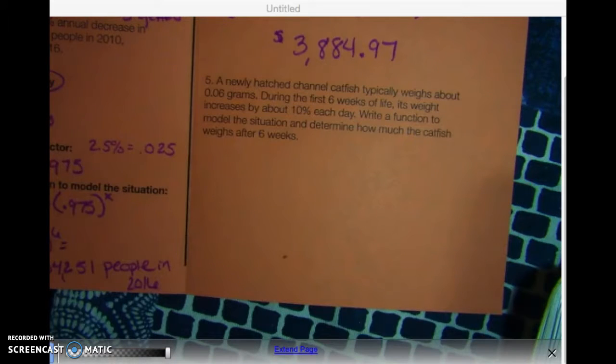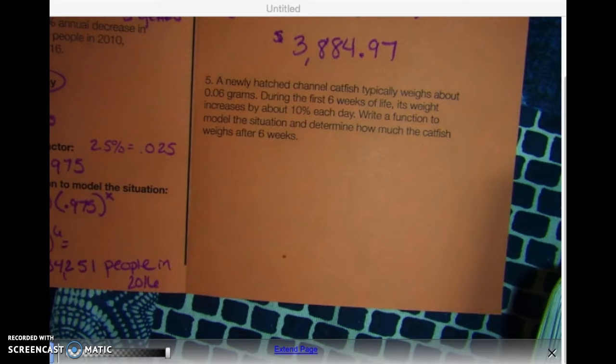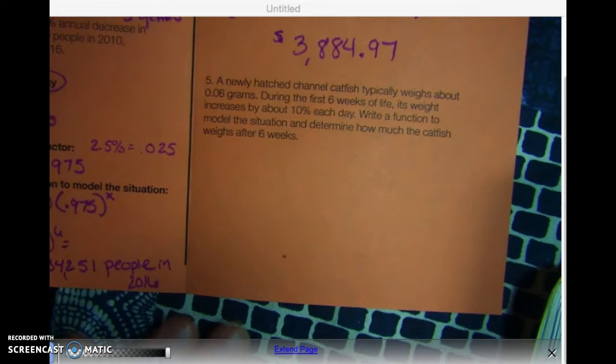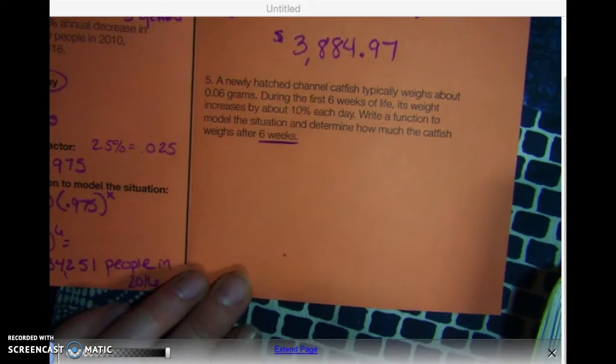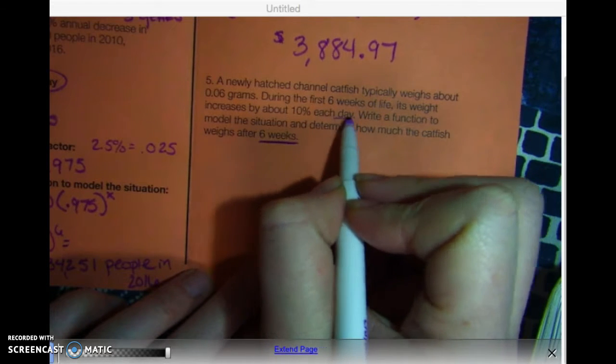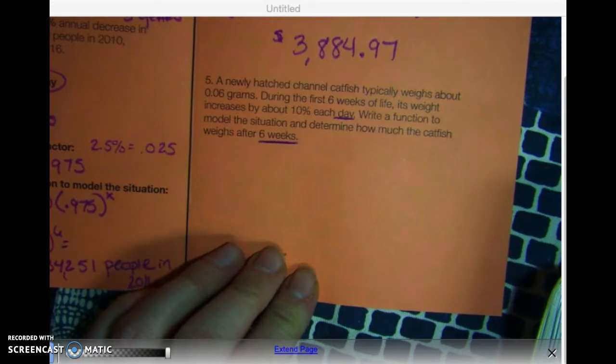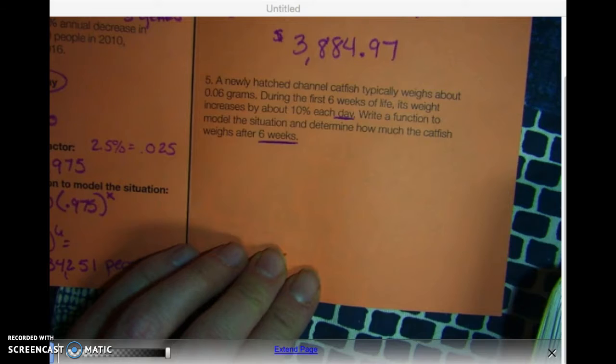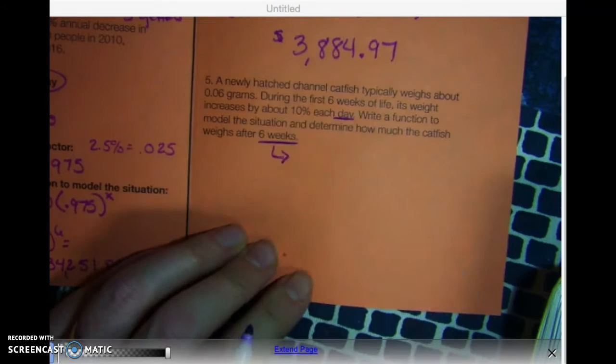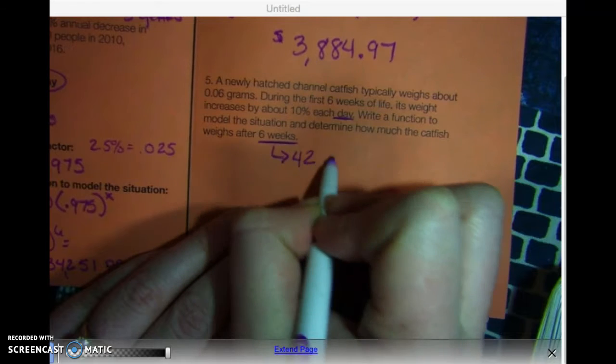A newly hatched channel catfish typically weighs about 6 hundredths of a gram. During the first 6 weeks of life, its weight increases about 10% each day. Write a function to model the catfish after 6 weeks. So here's our first thing. We have 6 weeks and we have days. What do you think would be easier to convert? Weeks into days. So 6 weeks would turn into how many days? 42 days. That's our first thing.